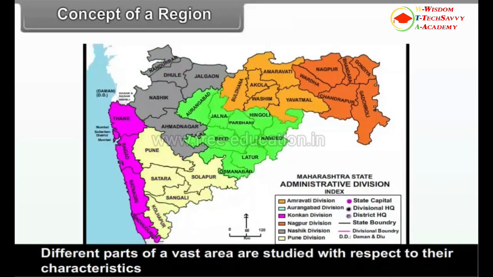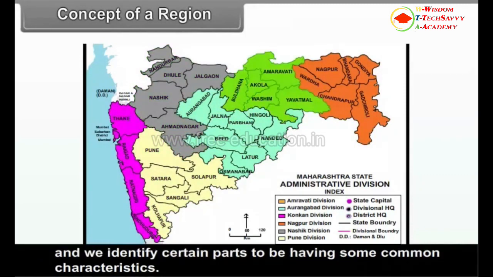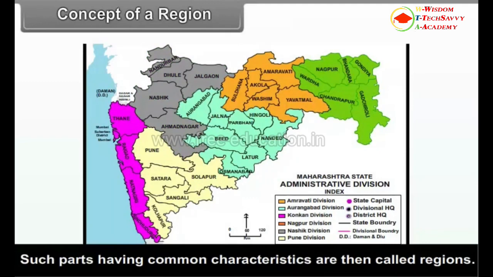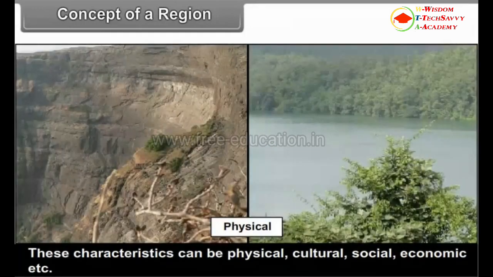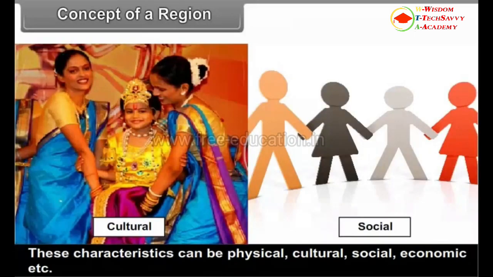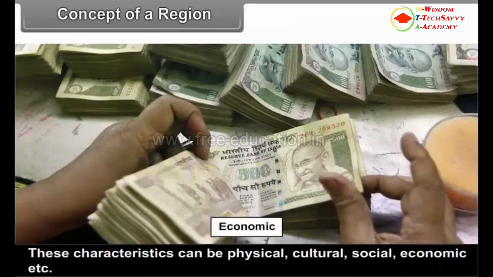Different parts of a vast area are studied with respect to their characteristics, and we identify certain parts to be having some common characteristics. Such parts having common characteristics are then called regions. These characteristics can be physical, cultural, social, economic, etc.